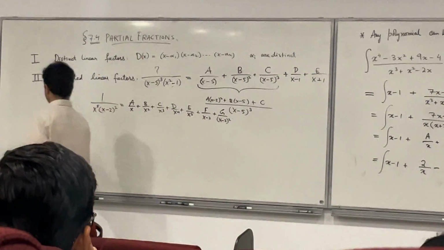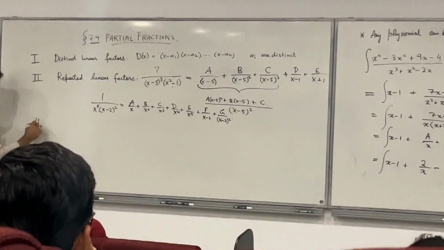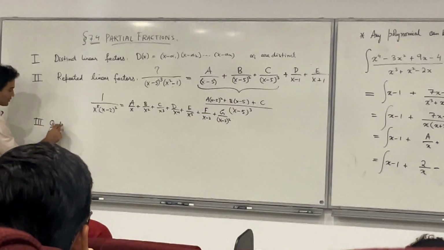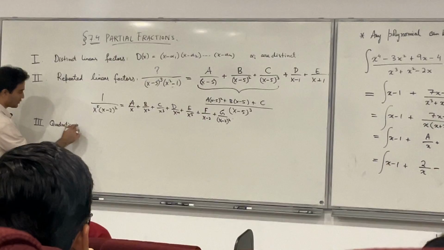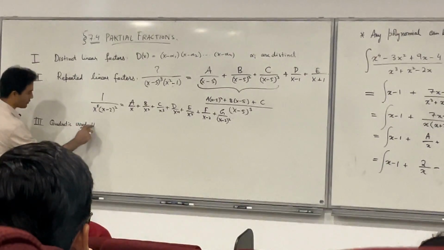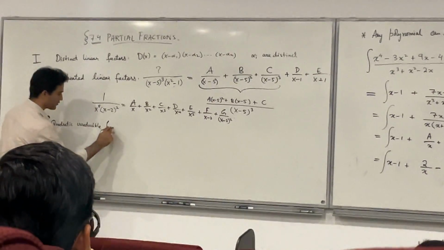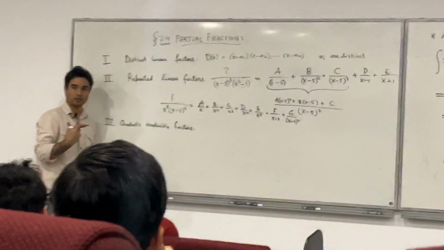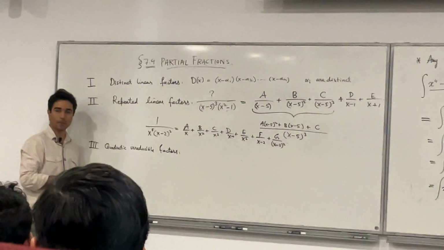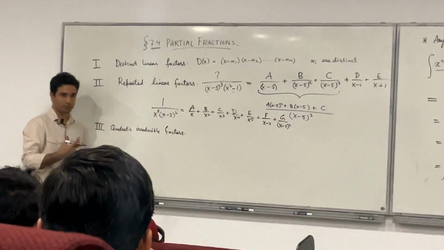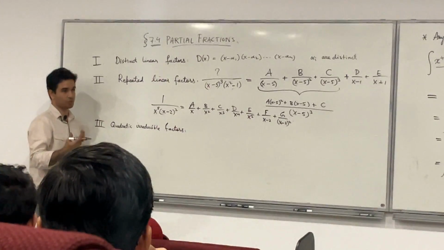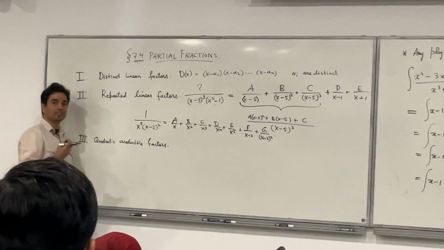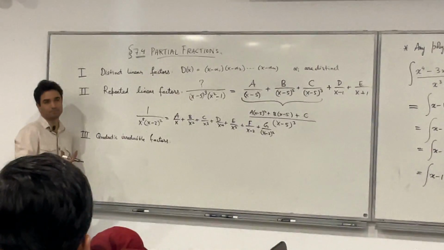Then the third case is quadratic irreducible factors, meaning what? Something like x squared plus 1, x squared plus 5, x squared plus x plus 1. Something quadratic that cannot be factored over the real numbers.